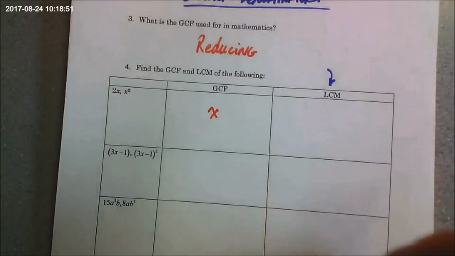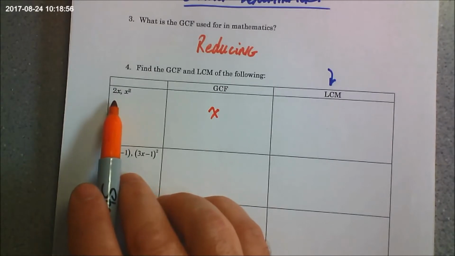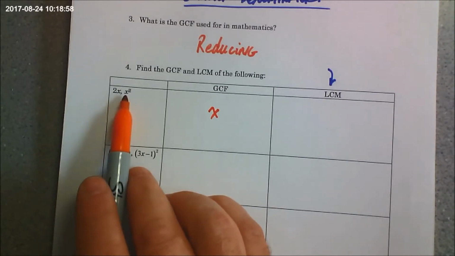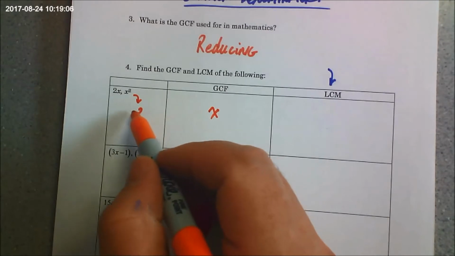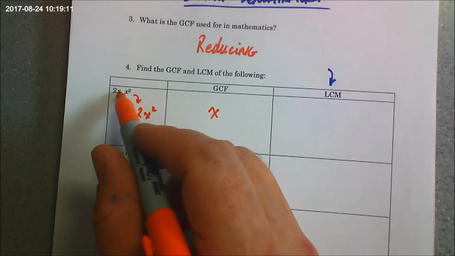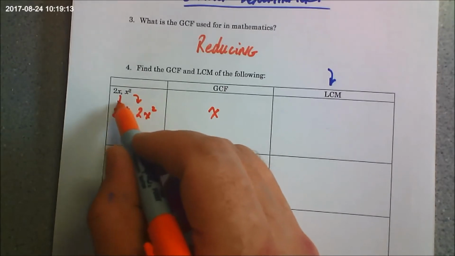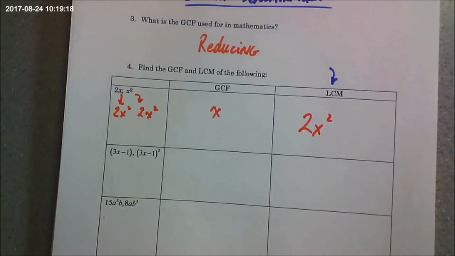Lowest common multiple. X squared goes into itself, but x squared is missing a 2. For these two to be the same, I need this to have a 2. This already has a 2, but it only has 1x. This has 2x, so I can make that one into that. That's the smallest I can make them both.